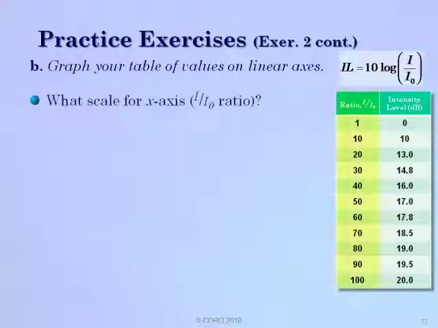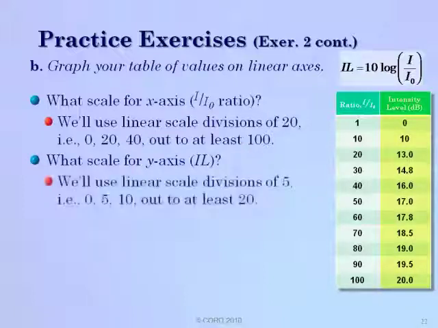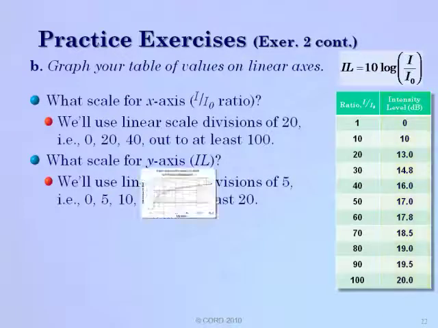What scale should we use for our x-axis for the I over I0 ratio? Well, we were ranging from 1 to 100. So we could use a linear scale from 0 to 100, going in increments of 20, for example. For our y-axis, we have to go from 0 to 20. So we'll use a linear scale with divisions of about 5: 0, 5, 10, and so on, out to at least 20.